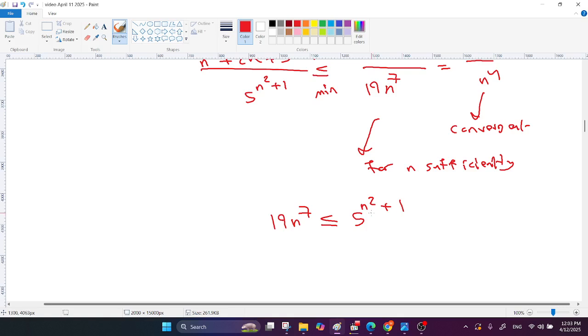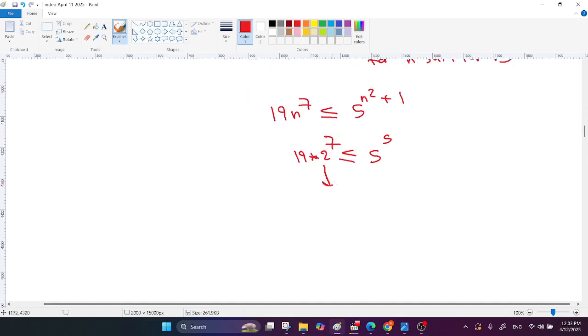Substitute n equals 1. If you substitute n equals 1, you get 5 squared. You get 19 times 1 to 7, just 19. It's correct. Now let's say n equals 2. You have 5 to 5. 2 squared plus 1 is 5, okay? So 5 to 5. Is it greater than or equal to 19 times n to 7, 2 to 7, because I substituted 2? Is it correct? Let's see.